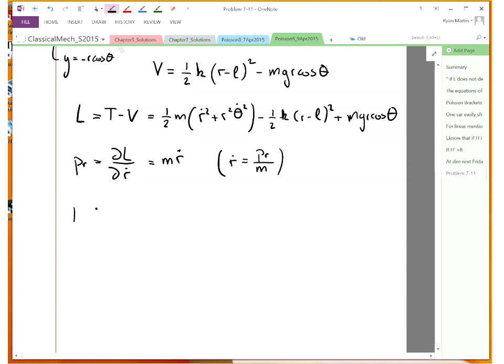The other one that we're going to need is P theta. P theta is defined to be ∂L by ∂theta dot. If I do ∂L by ∂theta dot, I only have a single theta dot in there. And when I do that partial derivative, that's the second term of the kinetic energy, I'm going to get m r squared theta dot. And again, I know later I might have to get rid of theta dots and replace them with P thetas. So I can tell here that theta dot is going to be equal to P theta over m r squared.